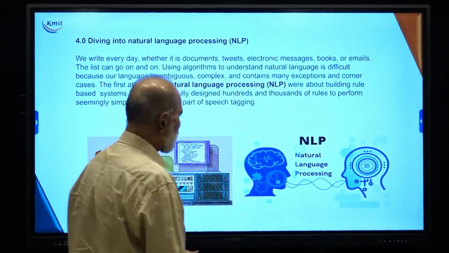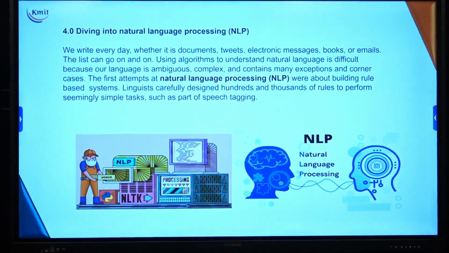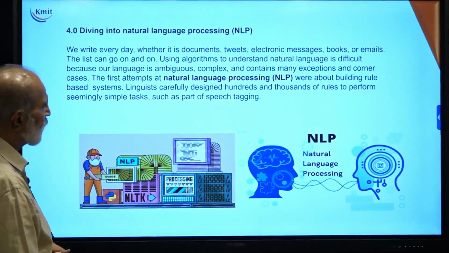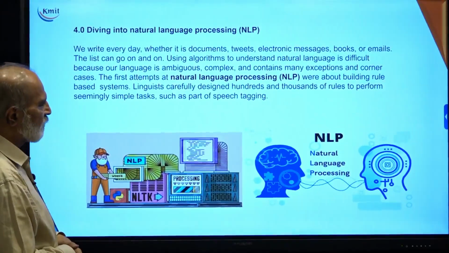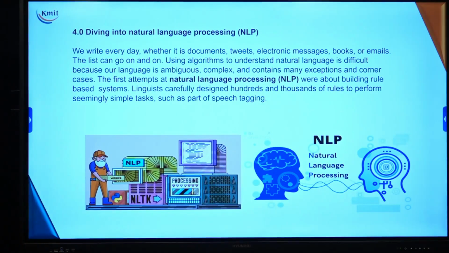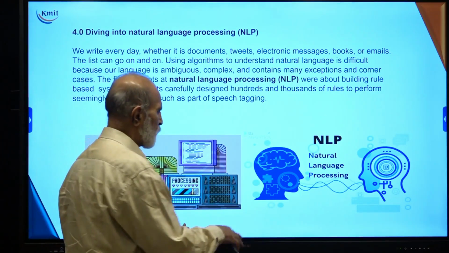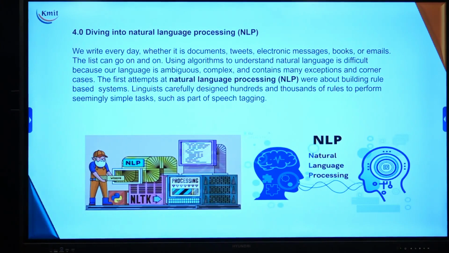So, natural language processing is close to the human being, and to what we say and write every day, whether it is a document, a tweet, an electronic message, a book, or an email. But whatever you have written, it should be conveyed to the other person the same way you intended. When your intention is clear, the other person should also receive it in the same way, and if that is done, then this is called natural language processing. So, the list can go on and on.